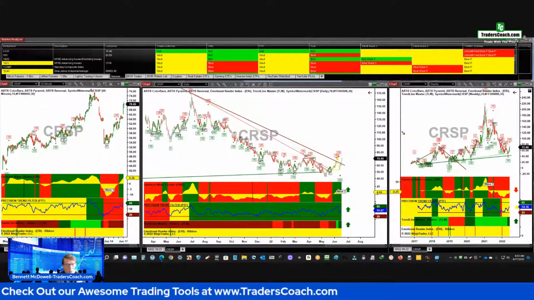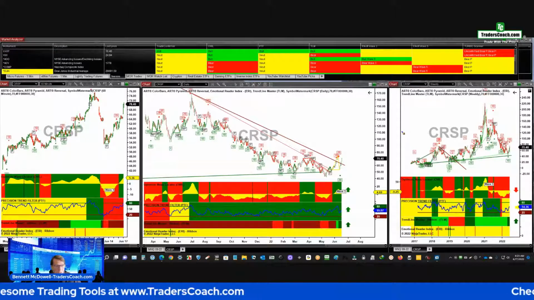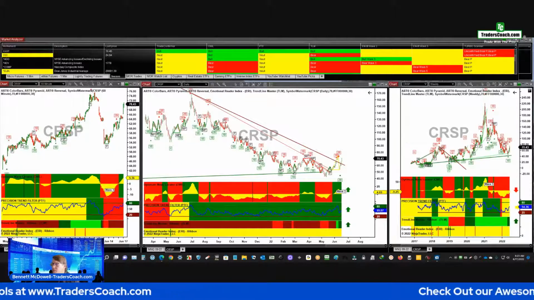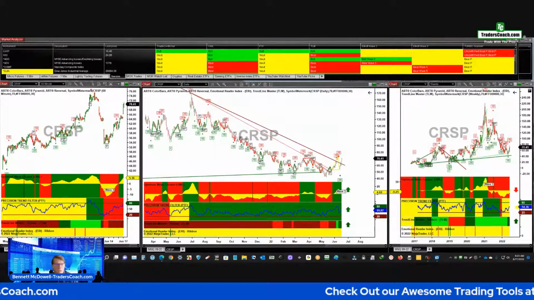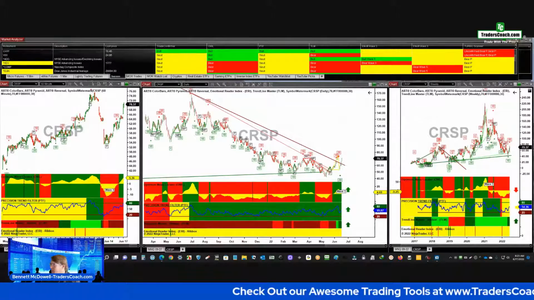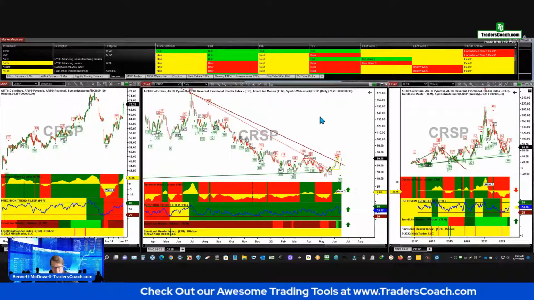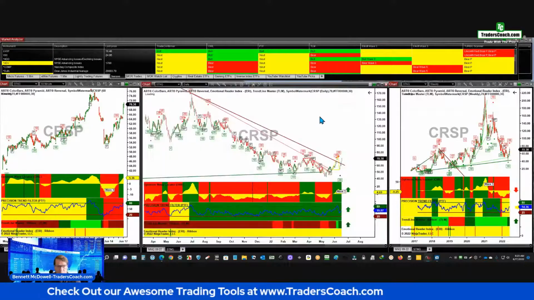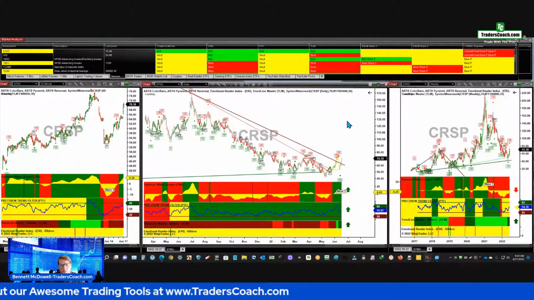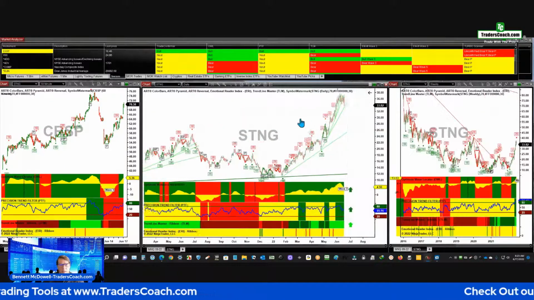It would have been a great one to recommend today if the PTF on the 60-minute chart, of course, was green or at least yellow. All right, let's take a look at STNG, and give that a second to load.